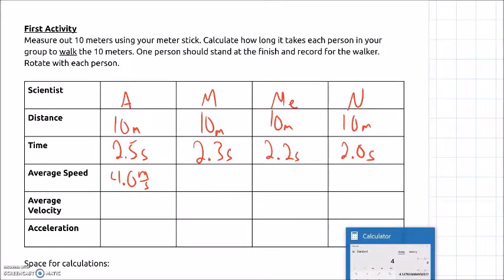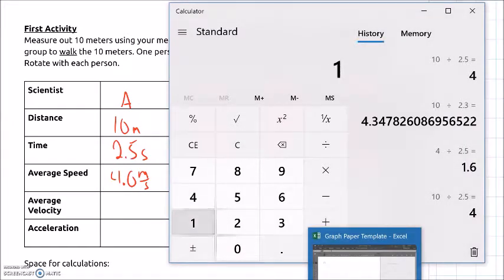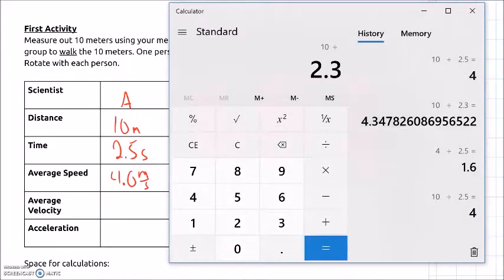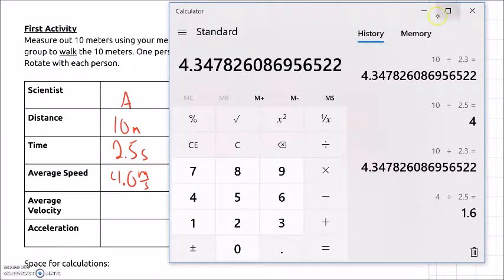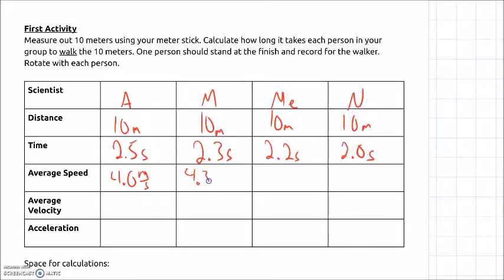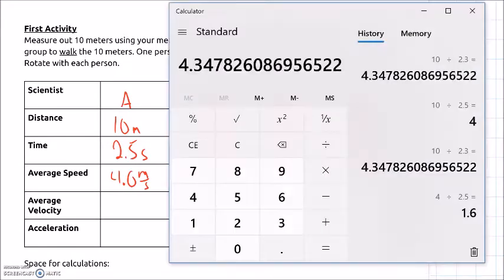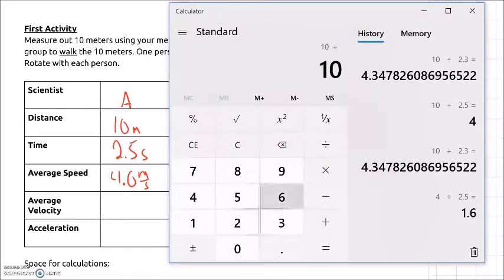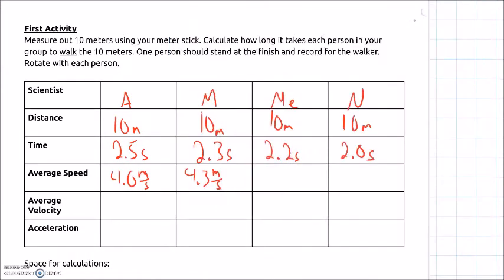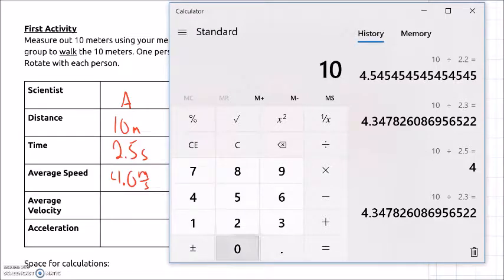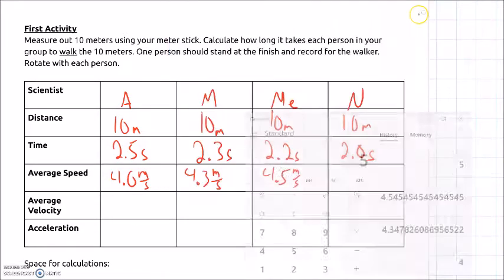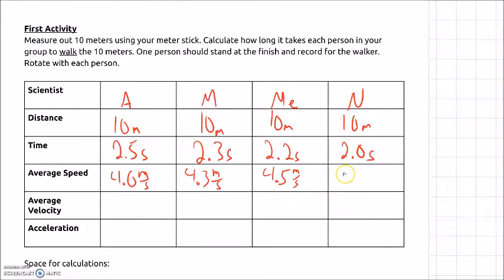Let's go ahead and do Mr. Moore. 10 divided by 2.3 is equal to 4.3 meters per second, so a little bit quicker. 10 divided by 2.2 for Mrs. Metzler, 4.5 meters per second. And 10 divided by 2, which we know will be 5, for Dr. Nagel.